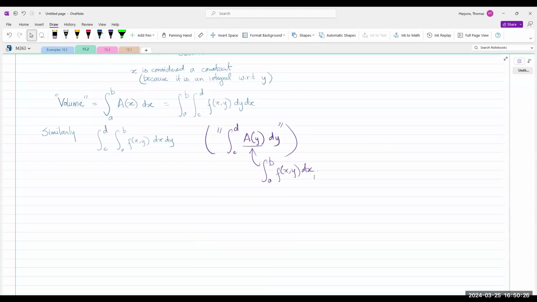And of course, at this point, I need you to be quite strong with your integration from Calculus 1 and Calculus 2. That's why Calculus 2 becomes the prerequisite for this class, especially for this part here. Integral from 0 to 3, integral from 1 to 4 of x squared plus y cubed dy dx. What does it mean? Well, it means we will integrate with respect to y first.